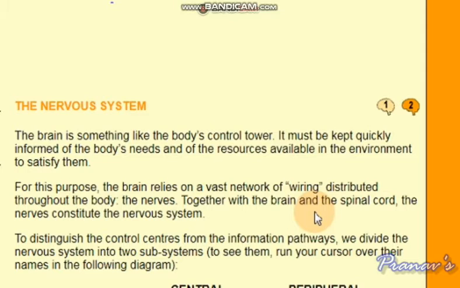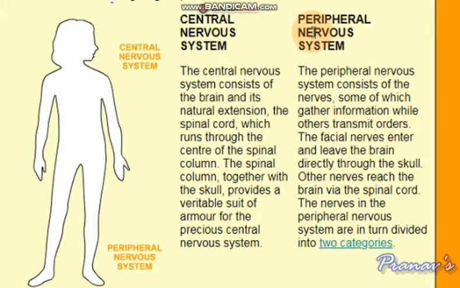To distinguish the control centers from the information pathways, we divide the nervous system into two subsystems. Let's see them: central nervous system and peripheral nervous system. The central nervous system consists of the brain and its natural extension, the spinal cord, which runs through the center of the spinal column. The spinal column together with the skull provides a veritable suit of armor for the precious central nervous system. Observe the central nervous system here. The brain and spinal cord together make the central nervous system.